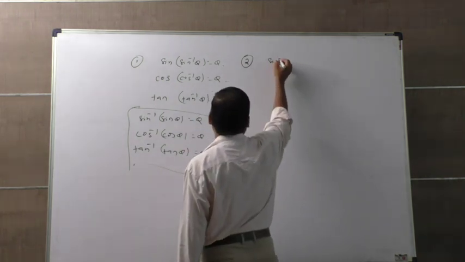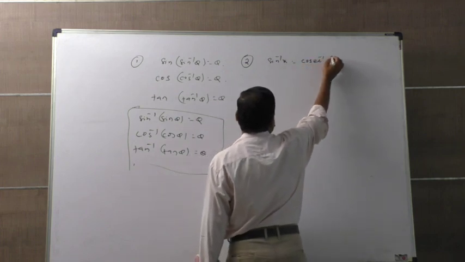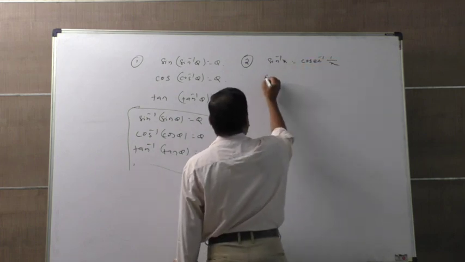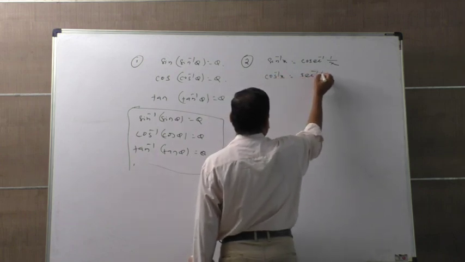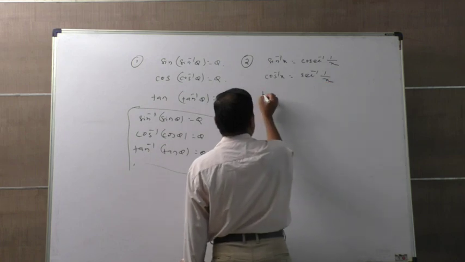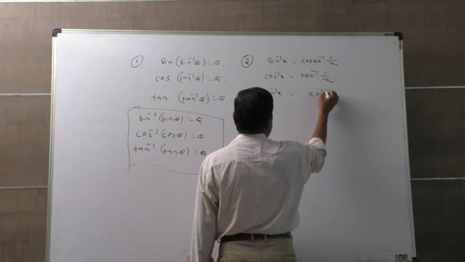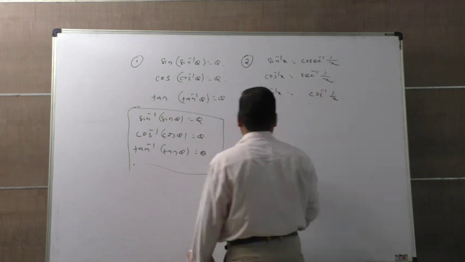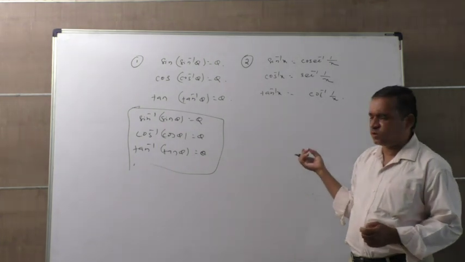sine inverse x is cosec inverse 1 by x. Cos inverse x is sec inverse 1 by x. Tan inverse x is equal to cot inverse 1 by x. We can also prove all these formulas, but it is a small question, so we will not prove them all.